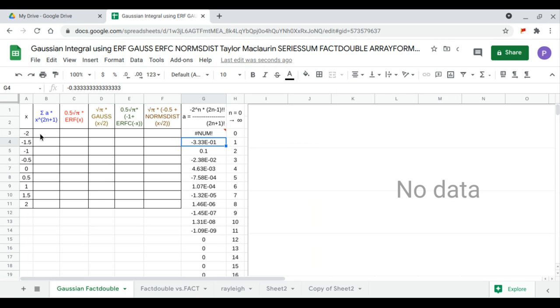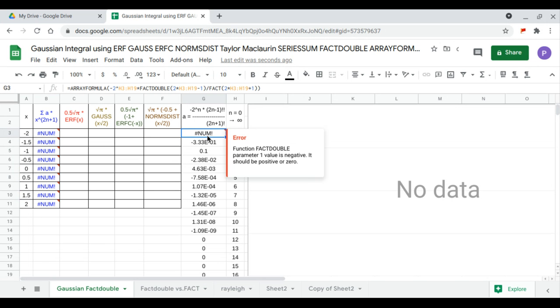Now we can generate the Taylor-Maclaurin series sum expansion array formula: the series sum of the x values raised to the power 2n plus 1, where 2n plus 1 starts at n equals 0, so it starts from 1, followed by 2 times 1 plus 1, 3, 2 times 2 plus 1, 5, 2 times 3 plus 1, 7. So 1, 3, 5, 7, 9, 11. The interval is 2. And the coefficient, which is this range.